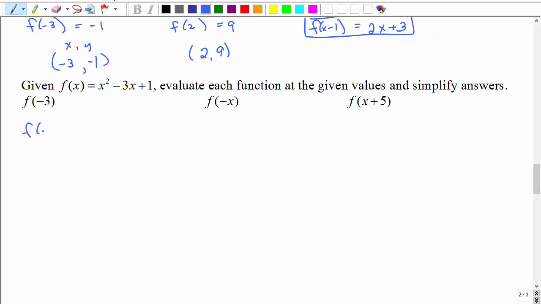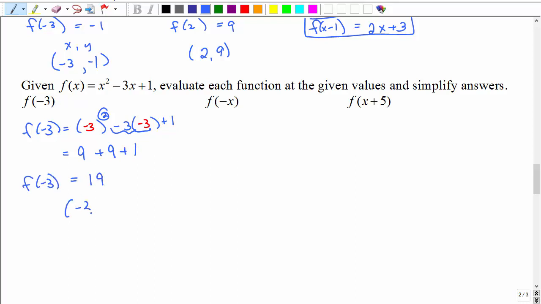So, everywhere there is an x, we're going to put in negative 3. And we're going to follow our order of operations. So we're going to square negative 3, which is positive 9. That's 9. So that's 19. So f of negative 3 is 19. That means when x is negative 3, y is 19. So that is a point on that graph.